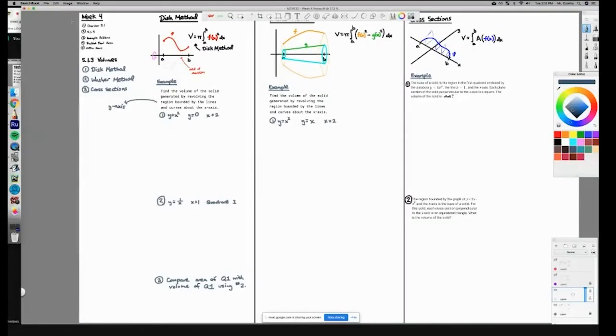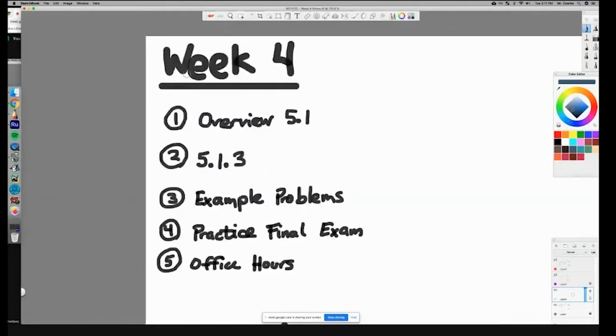All right. So here is a brief rundown of what we're going over. I already did the overview. I'm going to be going over practice problems with 513 right here. We'll do some example problems along the way. Then we'll do any practice final exam stuff that you want. And then the last part is just office hours if you have them.